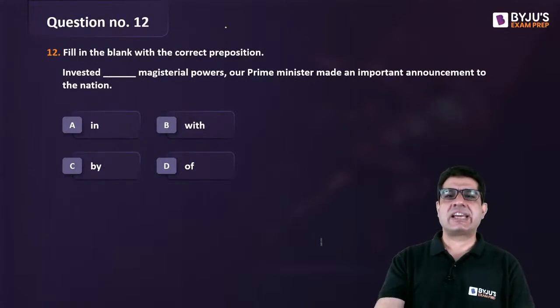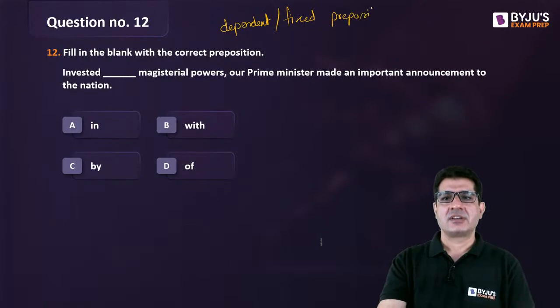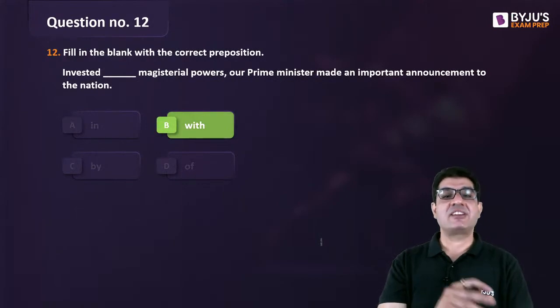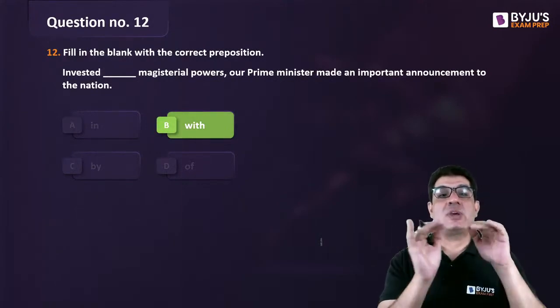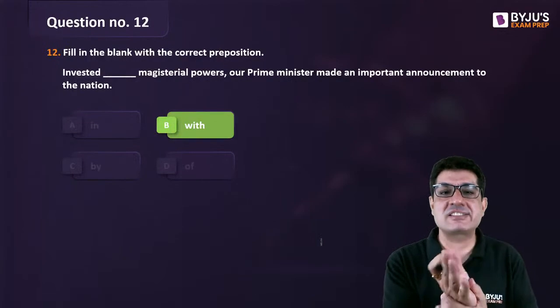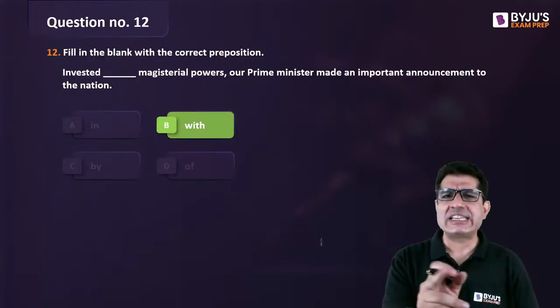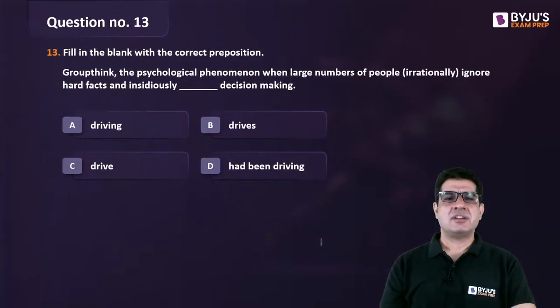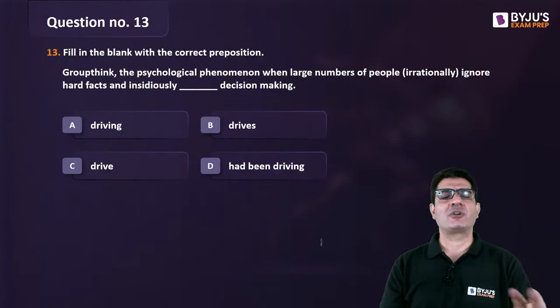So this is a question that tests your understanding of dependent or fixed prepositions. The correct answer here is B. With invested, you are supposed to use with. Invested with magisterial power. So basically, Prime Minister has magisterial power. So he's invested with those powers and not invested in those powers. Right? So that's why B it is. And with that, let me take you over to the next one. So done with prepositions, and now let's move back to our generic broader grammar concepts.